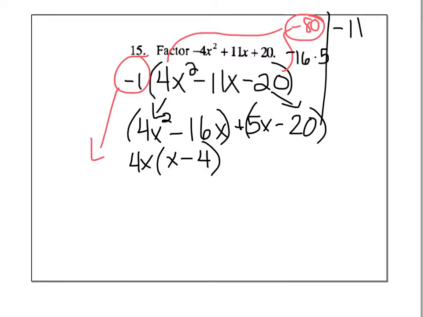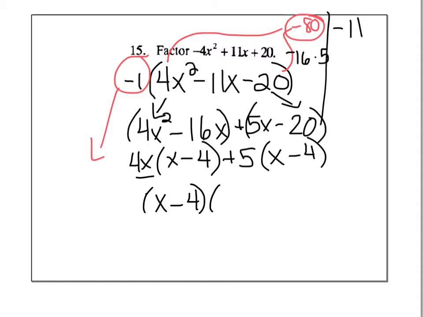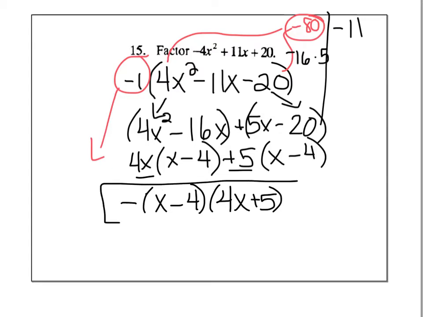Second set, 5x and 20, I can take out a 5. 5x divided by 5 is x. 20 divided by 5 is 4. Again, I know I did this right because these parentheses match. So I bring that out front. And then the second parenthesis is made up of its parts, so 4x plus 5. And then don't forget what we said we were bringing down, which was the negative 1. However, the 1 doesn't need to be there. We really just need to have a negative sign to show that we had a negative leading coefficient that we changed.